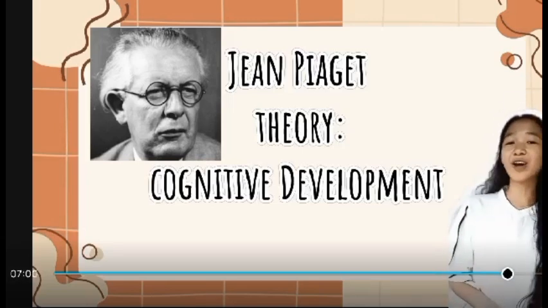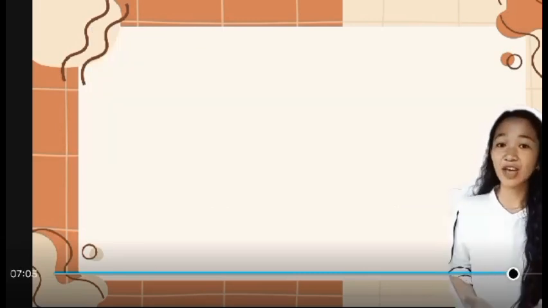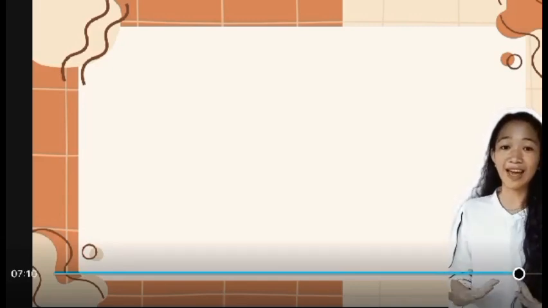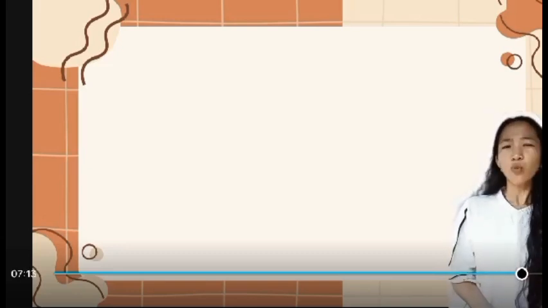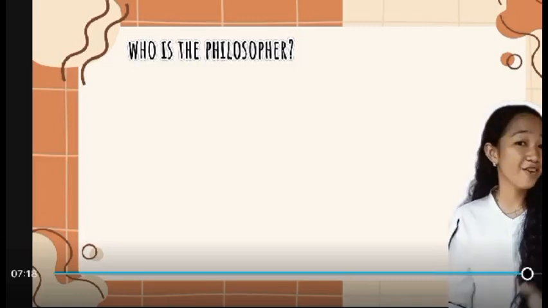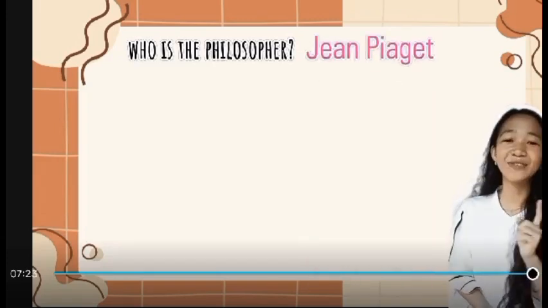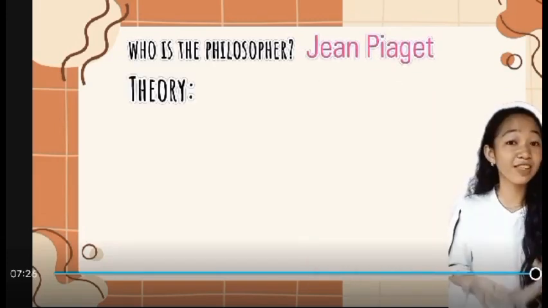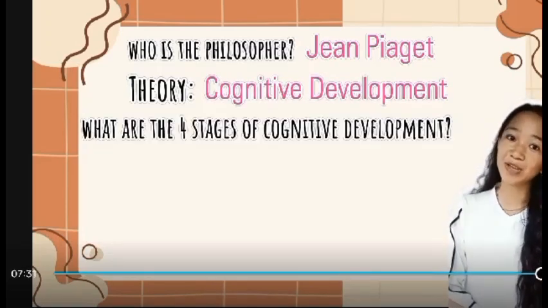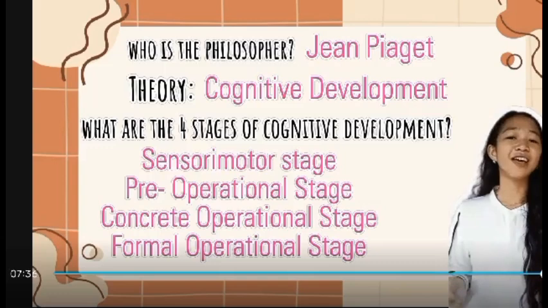Before I end this discussion, I would like to ask some questions that will test if you learned something while I discussed. Who is the philosopher again? Who is the philosopher who has the theory of cognitive development? That's right, it's Jean Piaget, and his theory is the cognitive development. And what are the four stages of cognitive development? We have the sensory motor, the pre-operational, concrete, and formal.